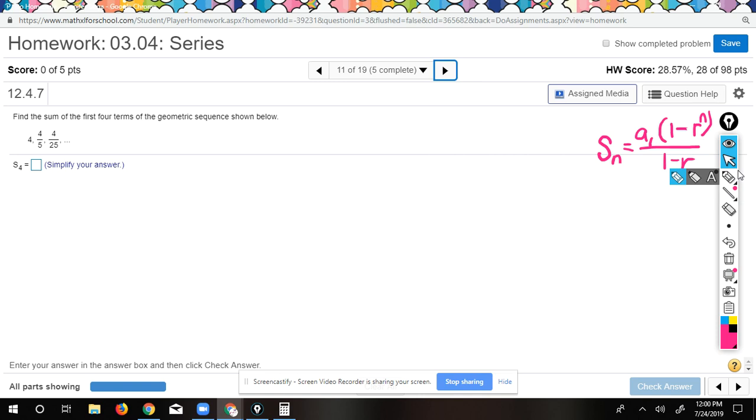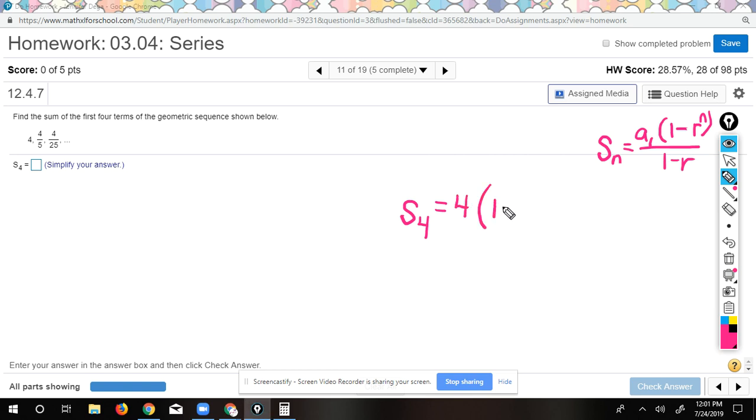So I think we're dividing by 5. That's what it looks like we're doing. Okay, so we're going to find the sum of the first four terms. The first term of my sequence is 4. 1 minus common ratio. Look what's going on here. It looks like we start with 4 and then we go to 4/5. So it looks like we divided by 5.